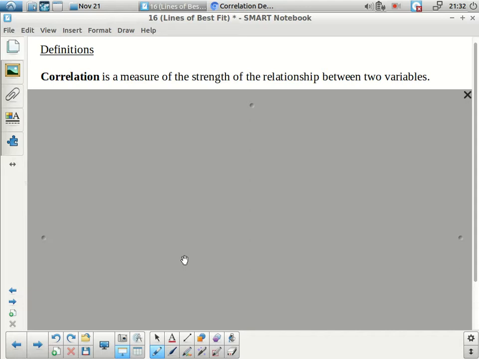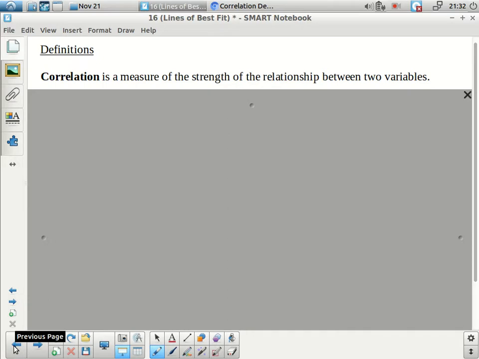So here is the first definition. This idea of how well the points fit that line of best fit is called correlation. Correlation is a measure of the strength of the relationship between two variables. So that's what we're trying to measure: how good is that relationship?